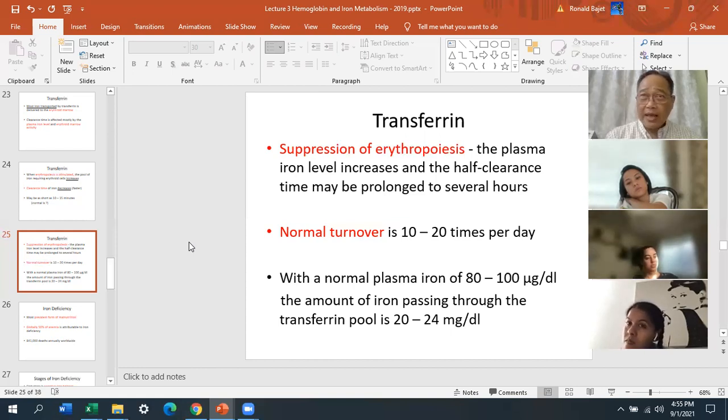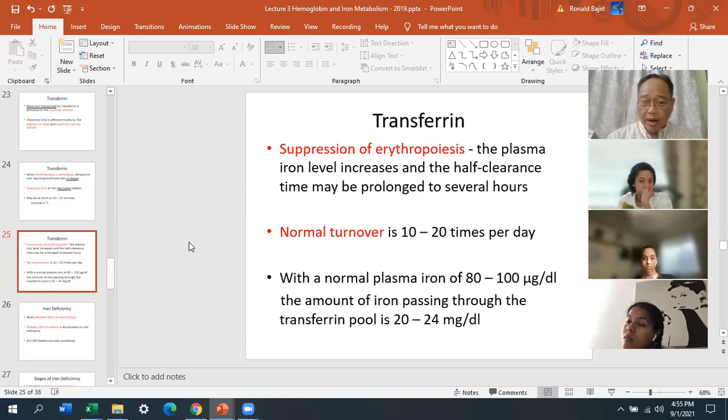Okay, because that iron that's normally picked up from the RE system by transferrin and delivered to the bone marrow doesn't need to go to the bone marrow anymore because you have enough red blood cells. You've already recovered from your blood loss. Therefore, your iron level is going to increase. Okay. So normal turnover is 10 to 20 times per day.